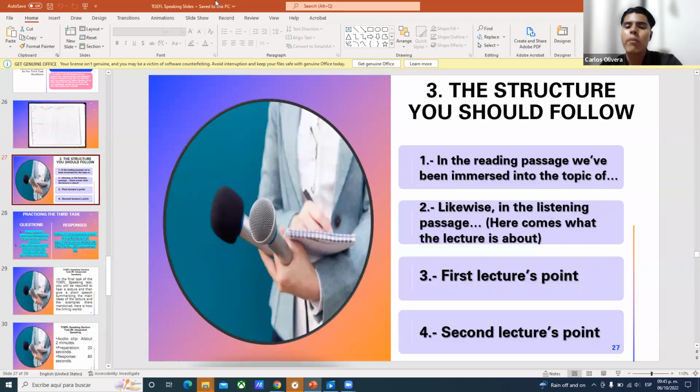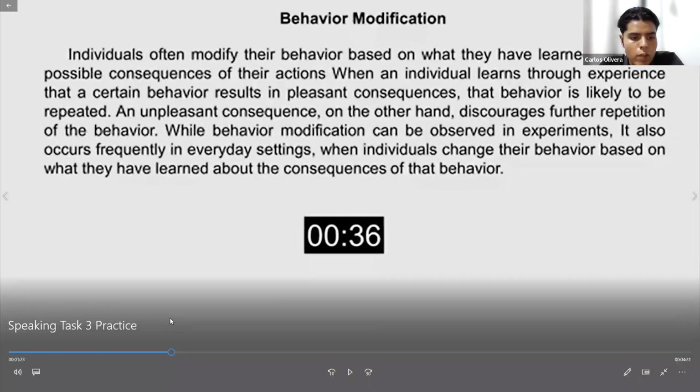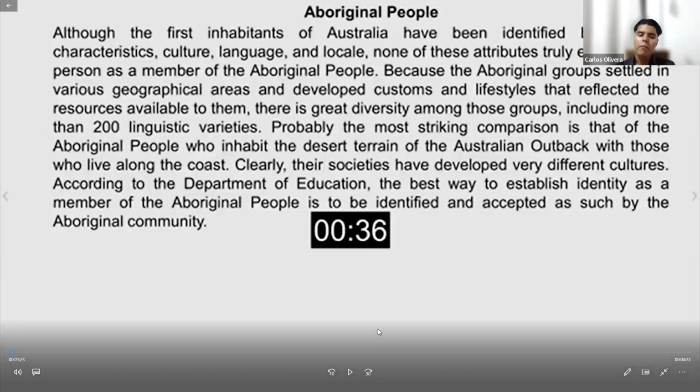Now, let's start with the practice. I'm going to show you this. Please look at my screen. You're going to be able to see the following. This is the first passage we're going to use. This is a passage about Aboriginal people. It's a passage that could be found in anthropology classes, history classes, things of that sort.